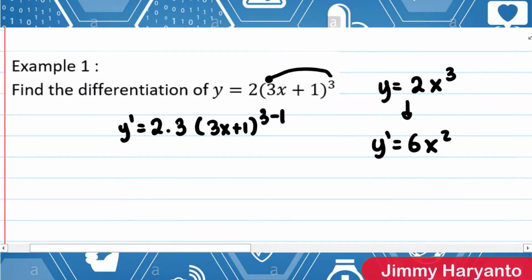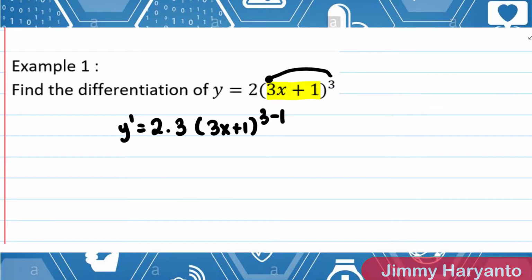But take note that we are not differentiating x, but we are differentiating 3x plus 1. We have an inside function. When we have an inside function, that means we have to multiply our answer with the differentiation of the inside function. The differentiation of 3x is 3, and the differentiation of 1 is 0.